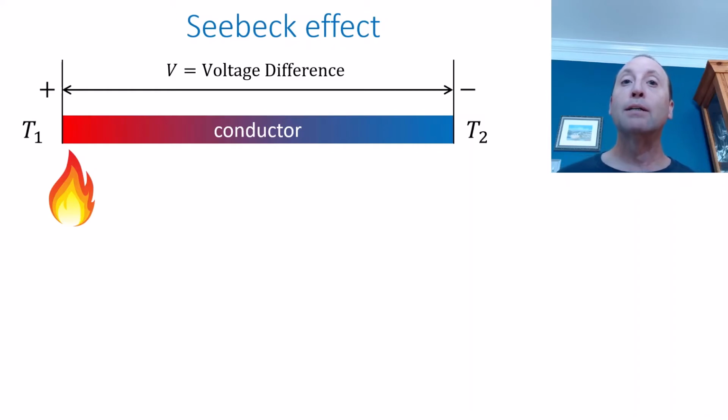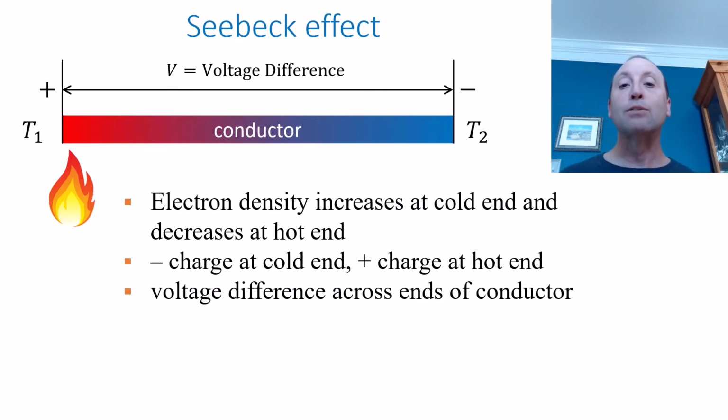So when a conductor experiences a temperature gradient, for this example, there's a conductor that's hot on the left side at T1 and cooler on the right side at T2. This could be a metal or a semiconductor. Under these conditions, the electrons will tend to have a partial migration towards the cold end of the conductor.